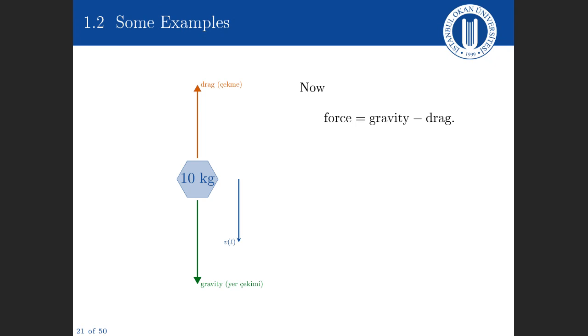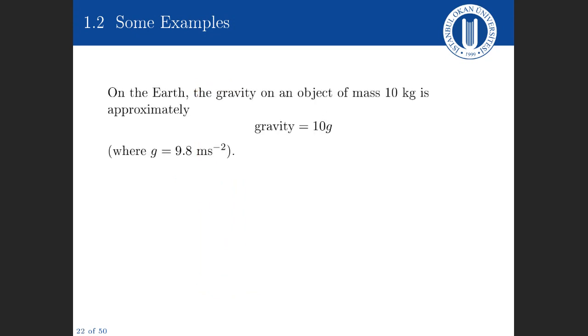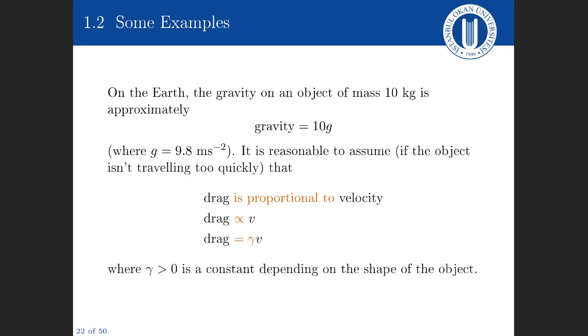Now let's go back to this picture. The force is acting on the object. Gravity is pointing in the same direction as velocity, so gravity should be a positive force. Drag is pointing in the opposite direction from velocity, so drag we should consider as a negative force. On the Earth, the gravity of an object of mass 10 kilograms is approximately 10g, where g is approximately 9.8 meters per second squared.